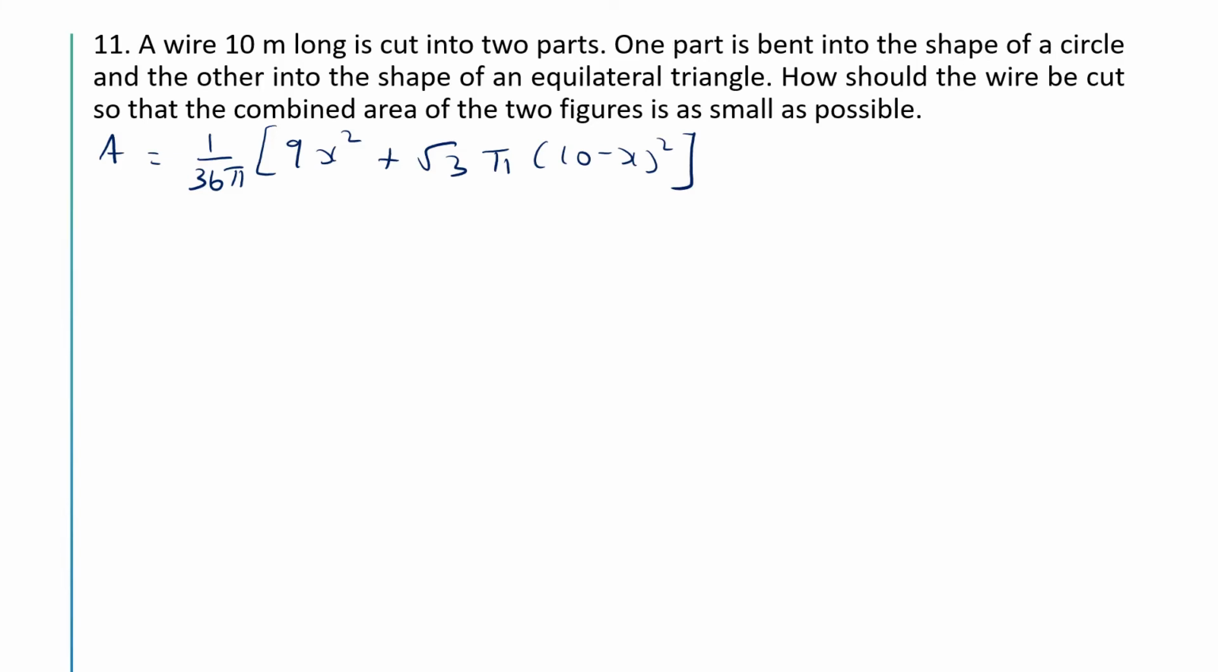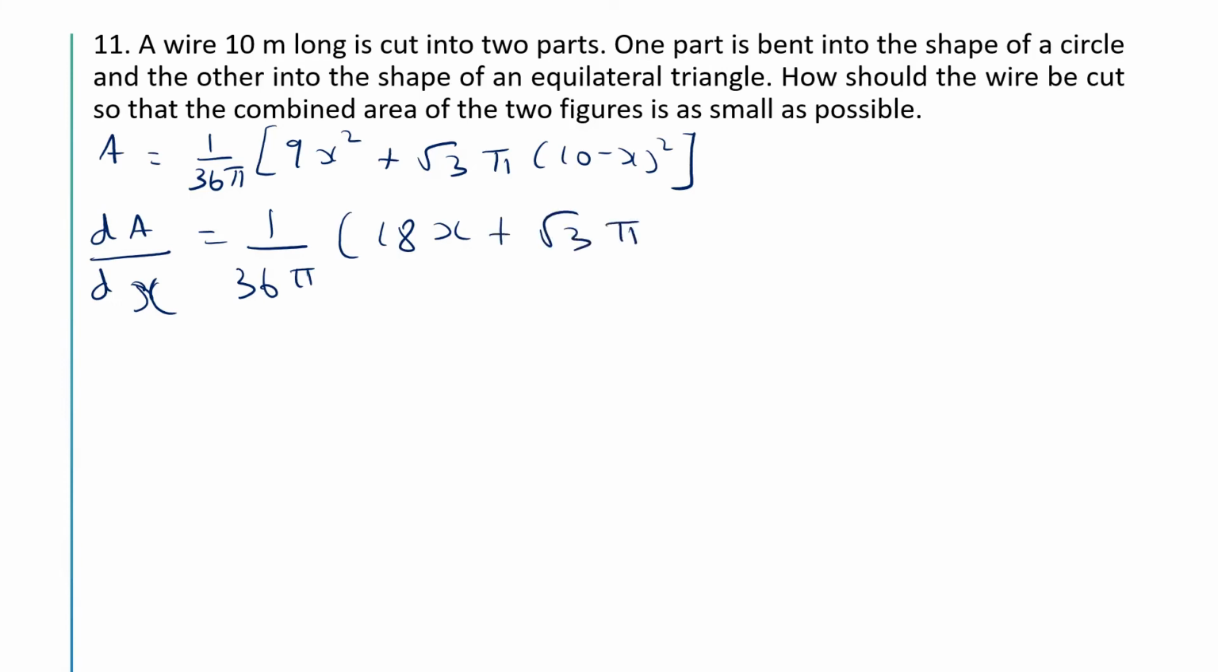We know that at the critical points dA by dx is 0. So first let us find dA by dx. I'm sorry, here dA by dx only. 1 by 36 pi into 18x, then plus root 3 pi into 2 into 10 minus x into minus 1.